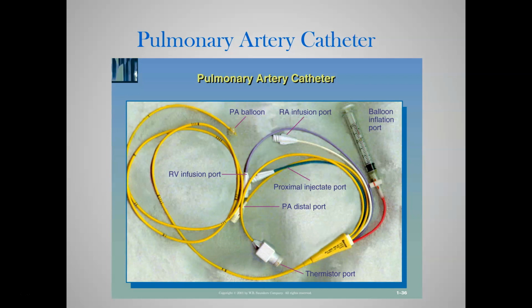But we have different ports, okay? We have our RA infusion port, and these go to very specific locations and are used for very, very specific things. So when we talk about this, I definitely want you to be aware of what this is, what it looks like, and its various uses, as well as the fact that this balloon is inflated on the tip. And when we inflate that balloon, we can actually take measurements. What measurements specifically? Well, pulmonary wedge pressures.